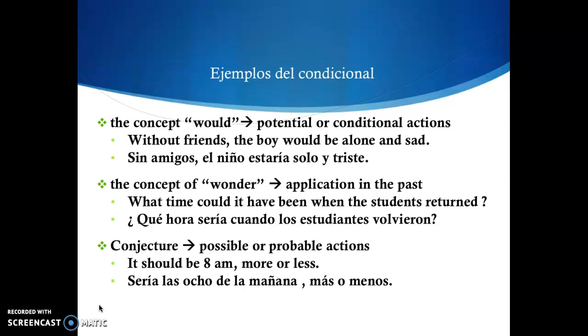So those are some examples so you guys can see what the conditional tense actually is. So as I said before, you're adding your ending to your infinitive, and it has the same exact irregulars as the future tense.